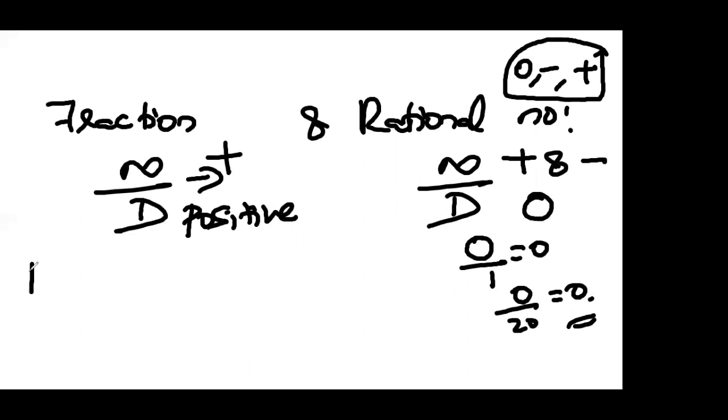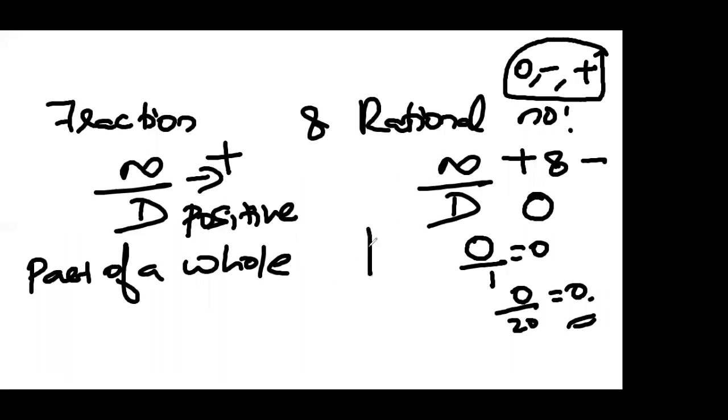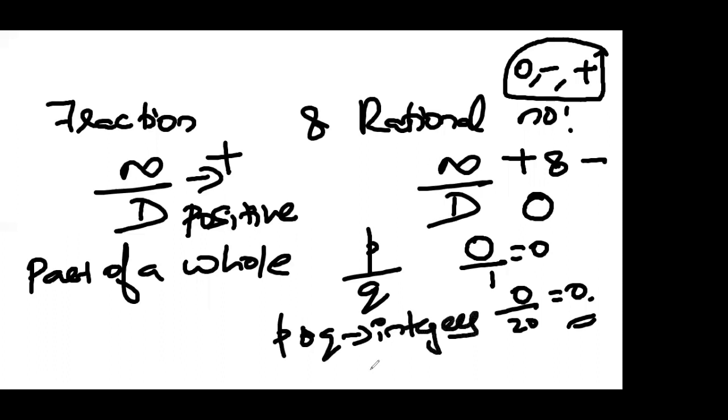Because fraction means it is a part of a whole. Any one part or two parts out of 3 or 4 parts, we can represent it because it is a real thing. But a rational number can take negative, positive and 0 value. It is the ratio of p and q. Rational numbers are the numbers which we can express in the form of p by q, where p and q are integers and q not equal to 0. So these are the differences between fraction and rational number. You have to understand this basics. Clear?